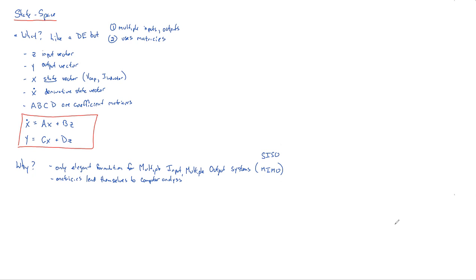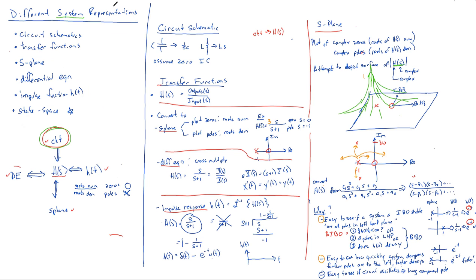But really what I want you to know is that the primary system representations for single input, single output systems like we're going to cover are the schematic representation, the transfer function, which is at its core, and then be able to translate from circuit to transfer function, and then from transfer function to any mixture of impulse, differential equation, and S-plane, and be able to go from any of those back to the transfer function.